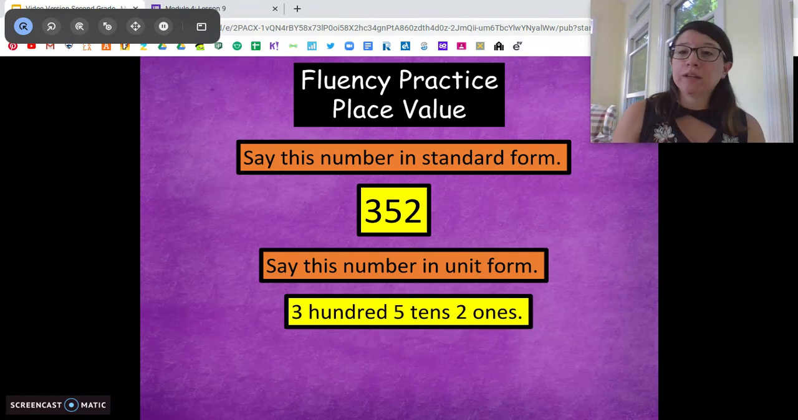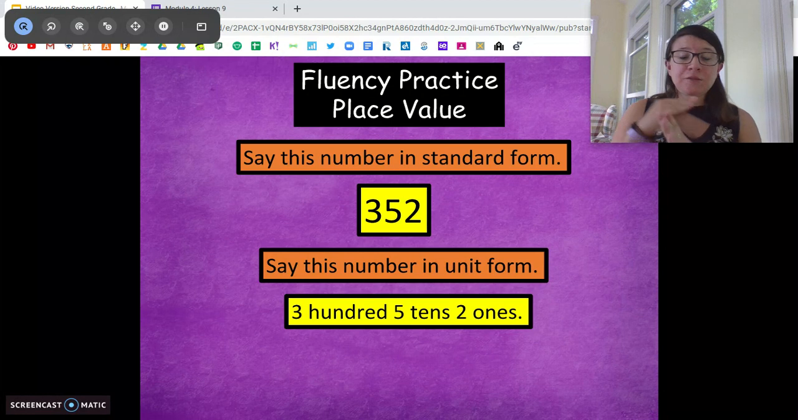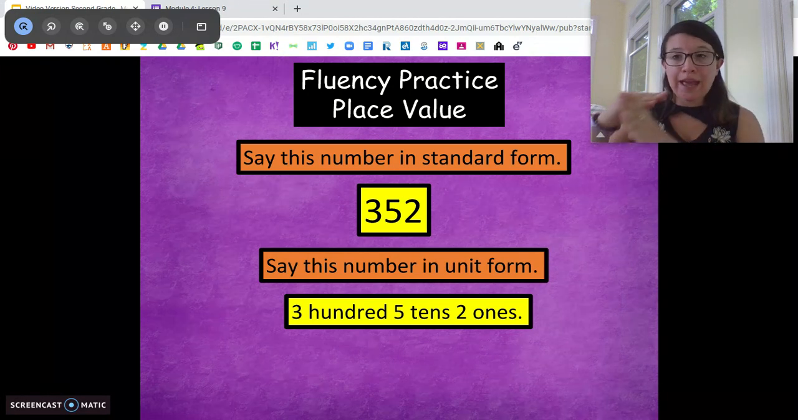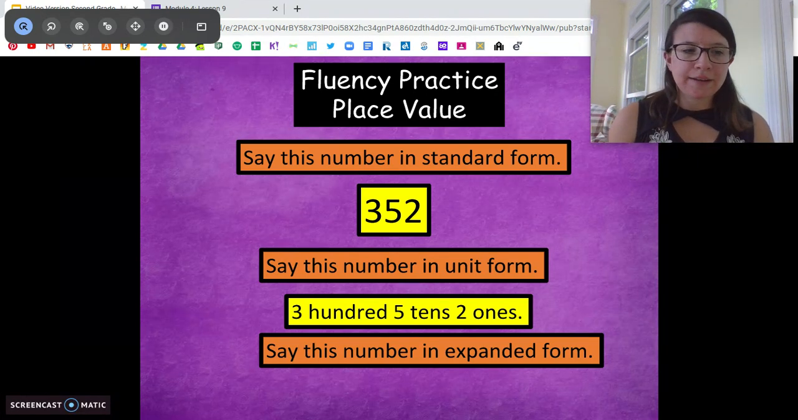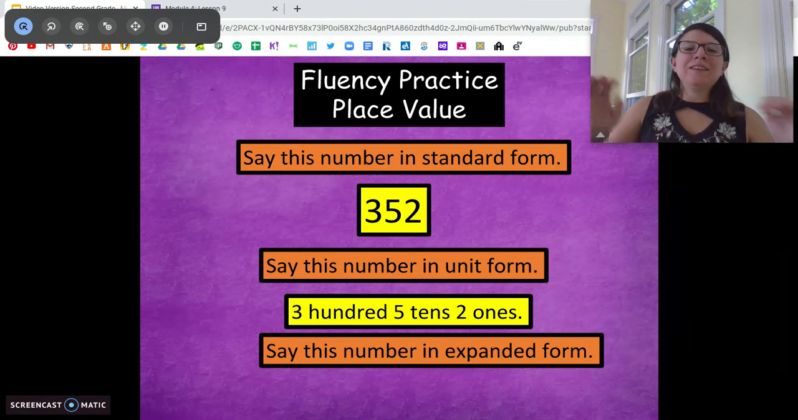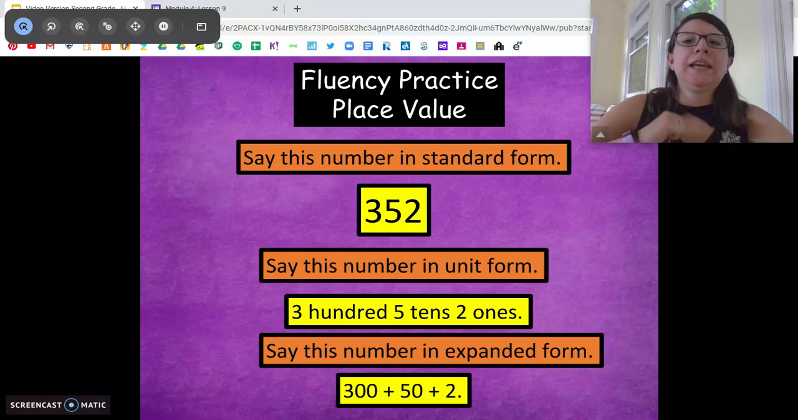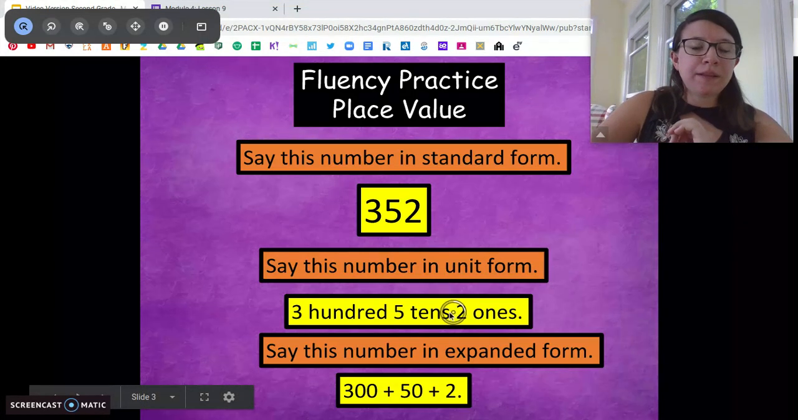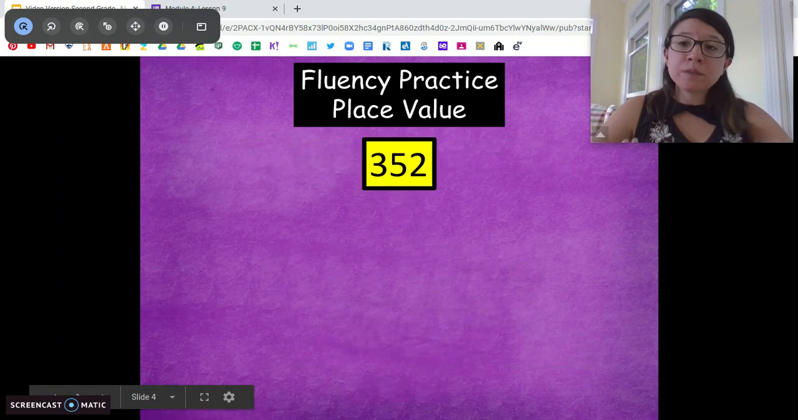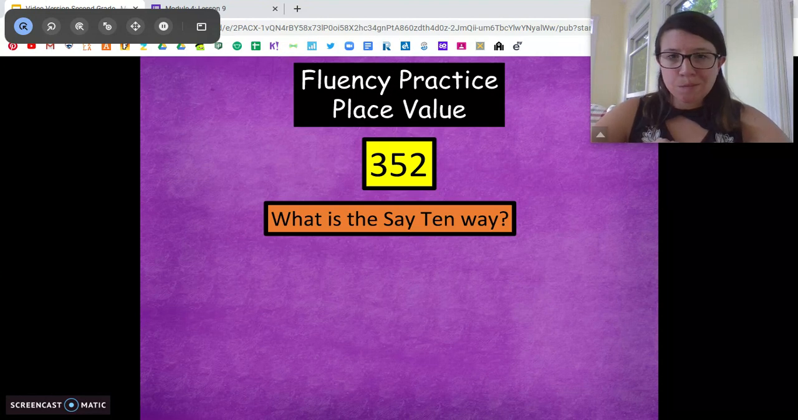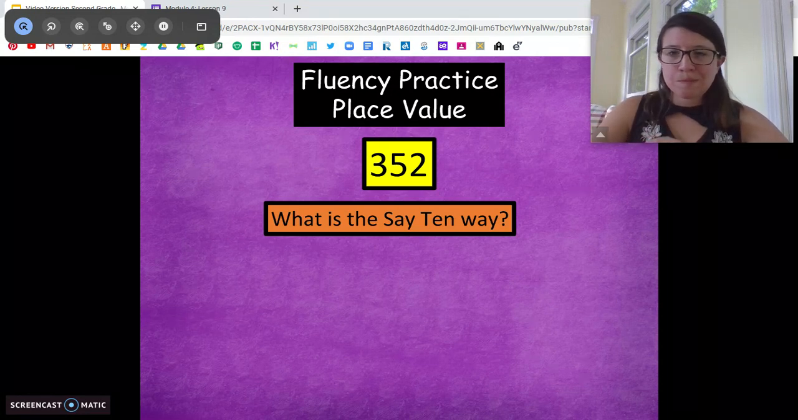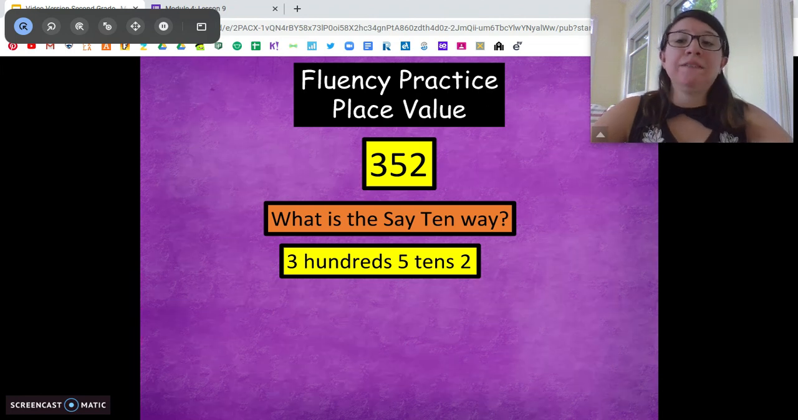Now, take that unit form and turn it into expanded form. Remember, that's when we turn each place value into a number sentence by adding them together. So, tell me that number in expanded form, that number sentence. Very good. So it's going to be 300 plus 50 plus 2. We're taking the value of each place and adding them together. So we have 352. How would we say this number the say 10 way? Three hundreds, 5 tens, 2.